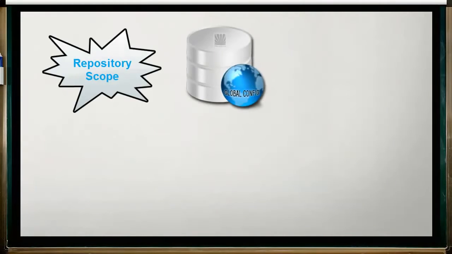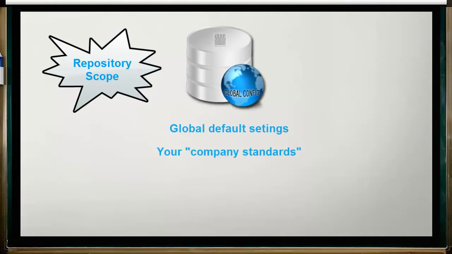Think of repository scope as your global default system configuration. In fact, it's even labeled as global in the UI. This scope is where you can set up standards that apply for all new projects across your entire organization, or if you run multiple Polarion servers, across all projects on each server.